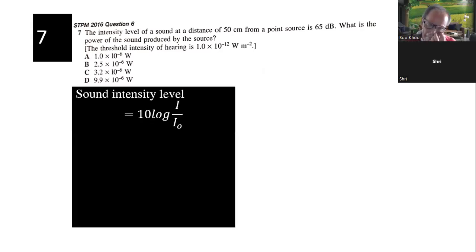Okay. From there, put in your 65. Put in your I0. This is your I0. And calculate your I.